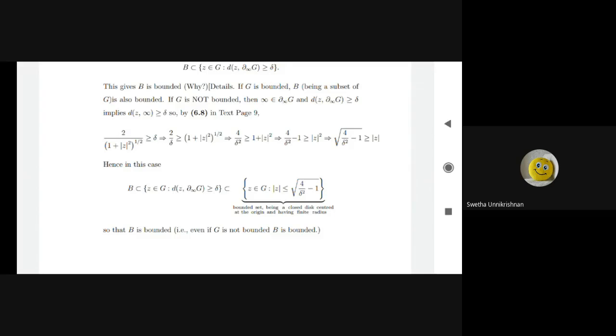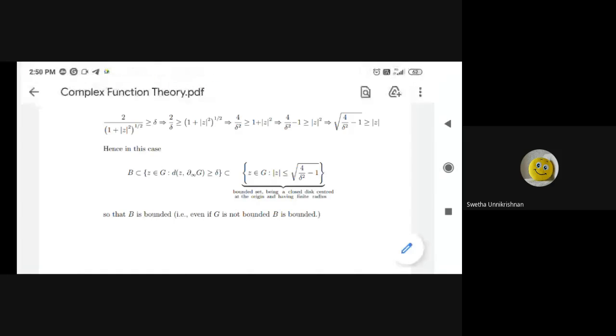Thus we get that root of (4 divided by delta square minus 1) is greater than or equal to mod z. Thus B is a subset of the set of all z belongs to G such that d of z comma del infinity of G is greater than or equal to delta, which is a subset of the set of all z belongs to G such that mod z is less than or equal to root of (4 by delta square minus 1). So we can say that B is a subset of this set. So B is bounded.